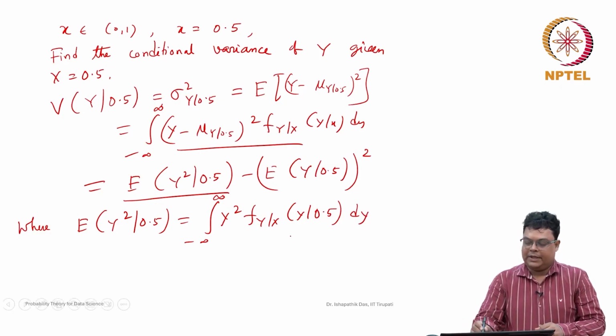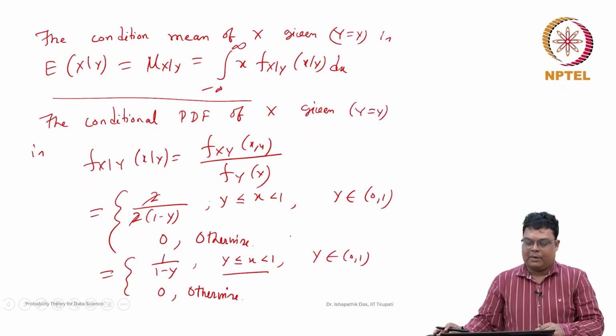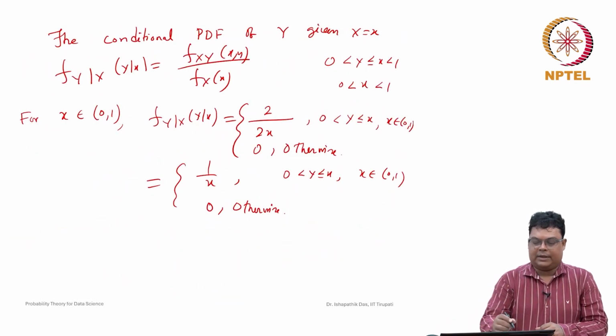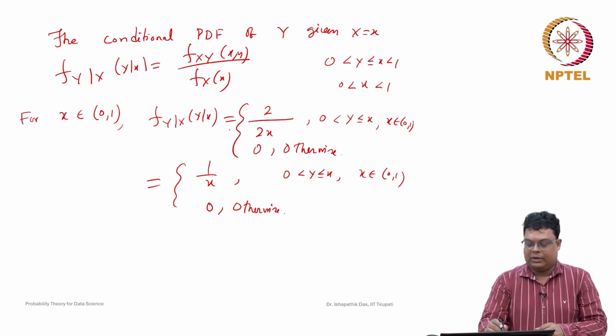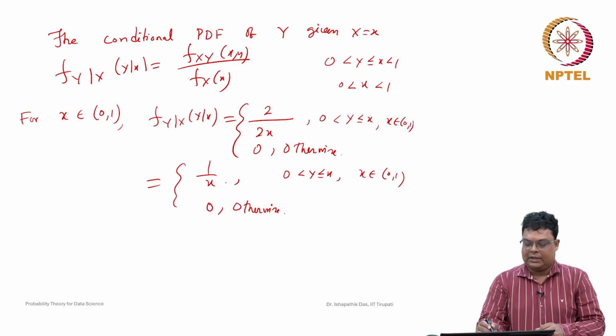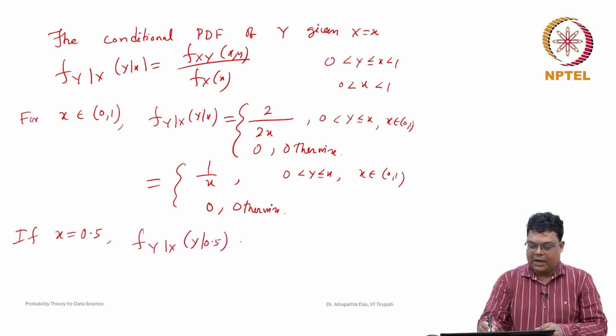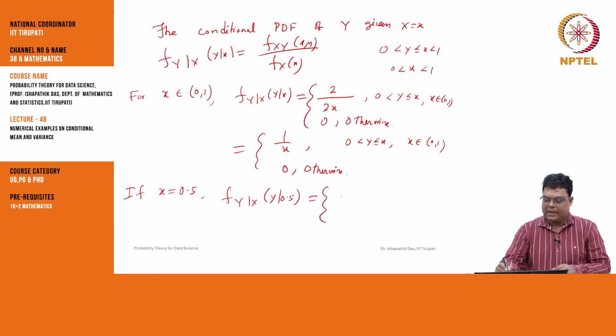Now this y given 0.5, from where will we get it? This is the probability density function of y given x. So whenever x is equal to, suppose, 0.5, then the probability density function f of y given x equal to 0.5 is nothing but 1 by x, 1 by 0.5. So this is nothing but 2.